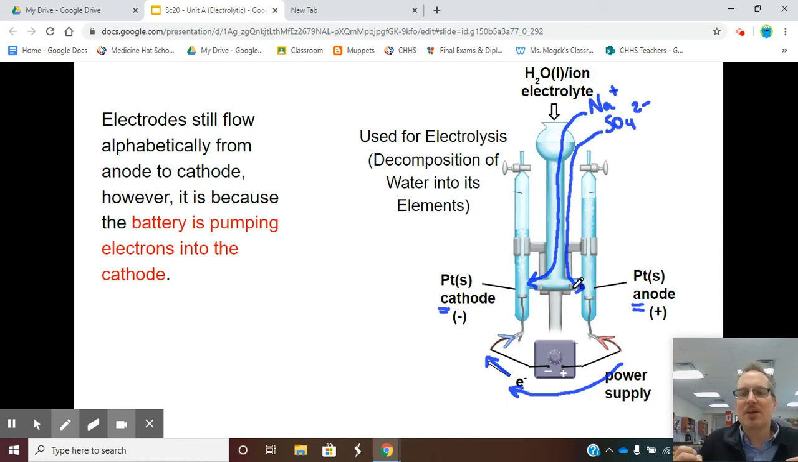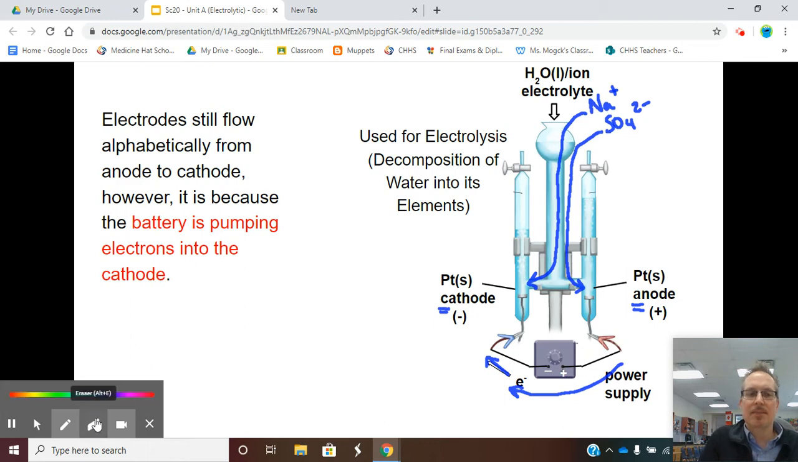The only difference is cathode is now negative, anode is now positive. And again, in certain examples, the cathode does get bigger, the anode does get smaller. In this example, neither of the electrodes will get bigger or smaller. These are special electrodes. Platinum is kind of special, but it's past what we have to understand in Science 20.